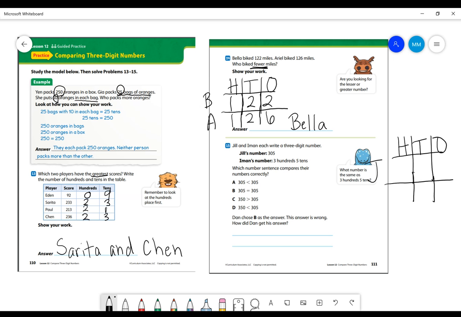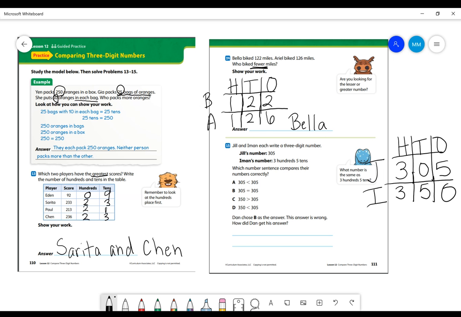Okay, so Jill, I'm going to write a J for Jill. She had 3 hundreds, 0 tens, and 5 ones. 305. Iman, it gives us the value of the digits. So we had 3 hundreds, so 3 in the hundreds place, and 5 tens, and it does not give us 1, so 0 ones. So looking at our numbers, who had the greater number, Jill or Iman? Iman had the greater number.